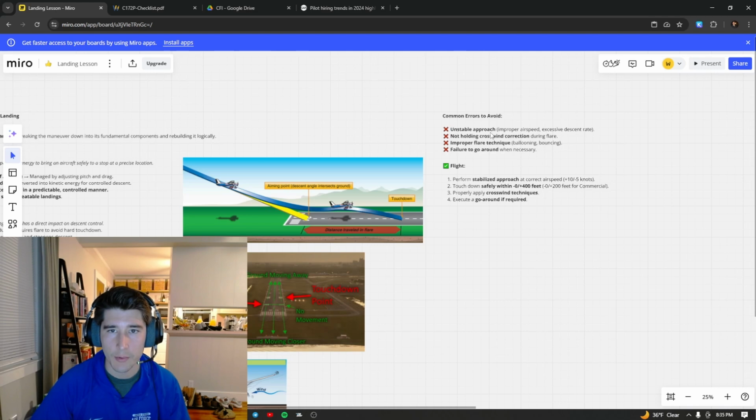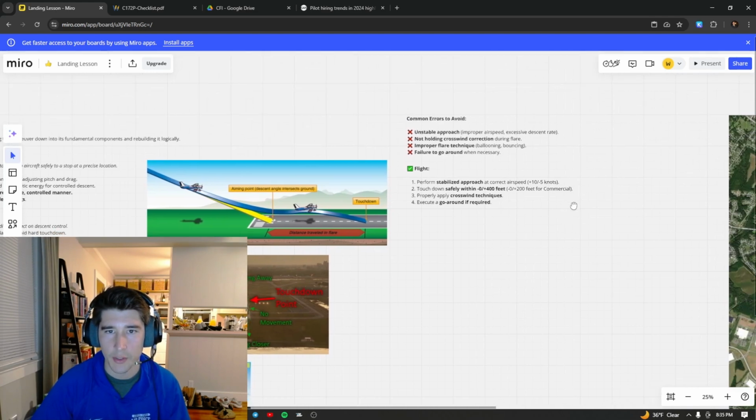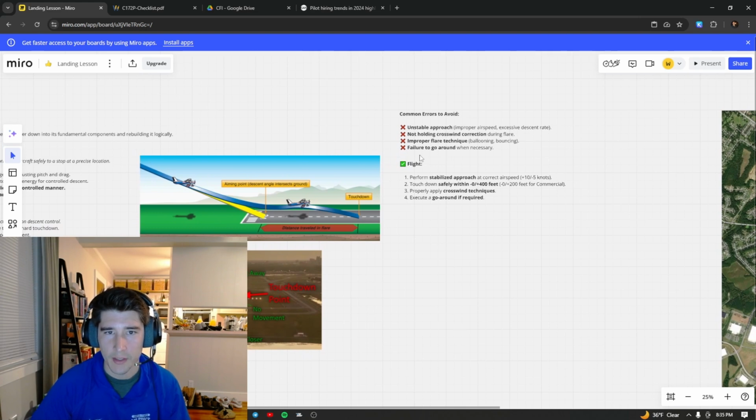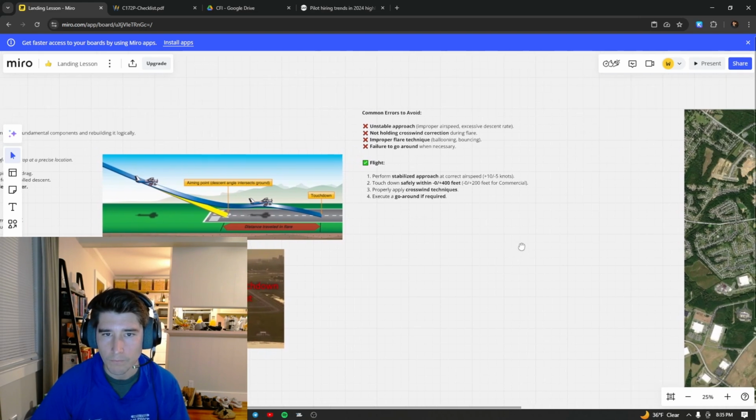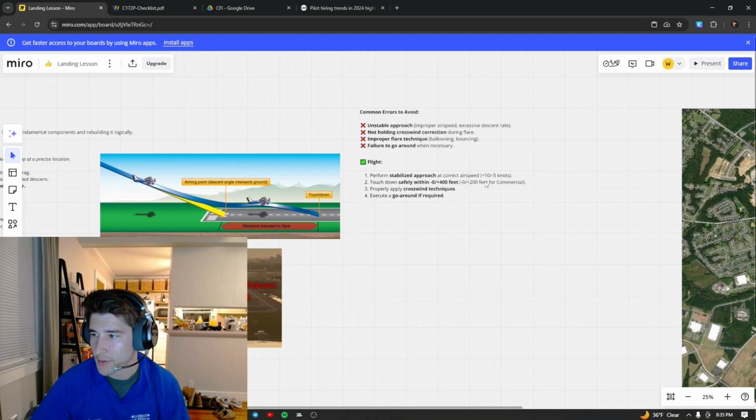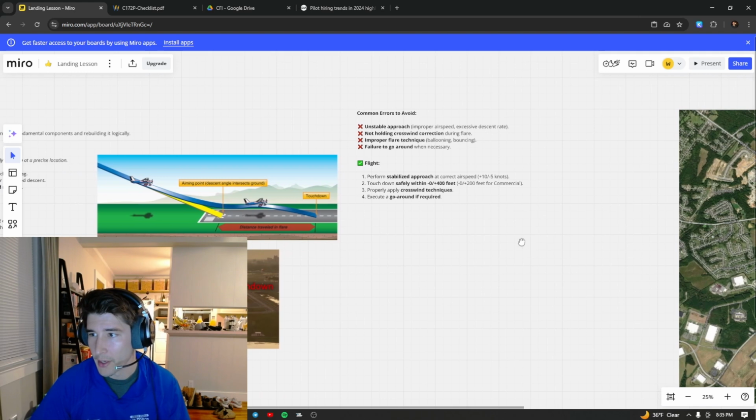Common errors: unstable, improper airspeed, excessive descent rate, not holding crosswind, improper flare technique, failure to go around. Okay. You want to be stable, plus 10 knots. You don't want to have excess energy, minus 5. Touchdown, minus 0. You don't want to touch down short. You'd be touching down on the grass if you go short. Longer is fine, knowing that we have plenty of runway ahead of us.